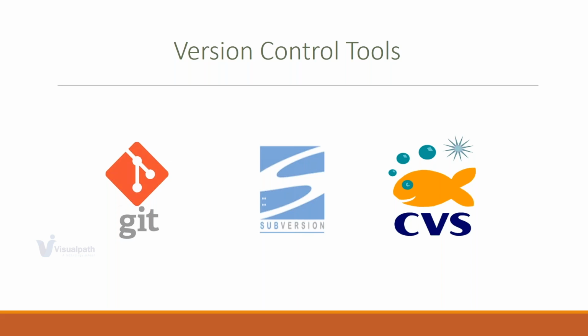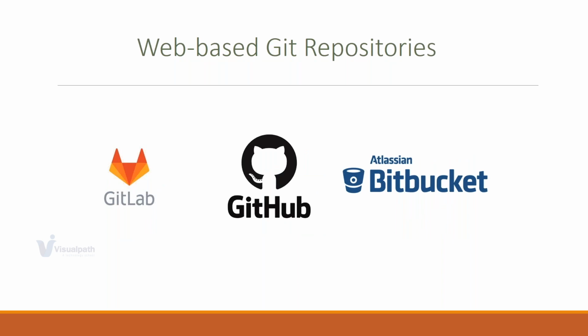We have three important version control tools available in the market: Git, Subversion, which we also call SVN, and CVS. We are going to concentrate on Git. As part of this course, we are going to start with the Git topic. If you are using Git, you should have web-based Git repositories. Some are based on cloud and some are based on-prem.